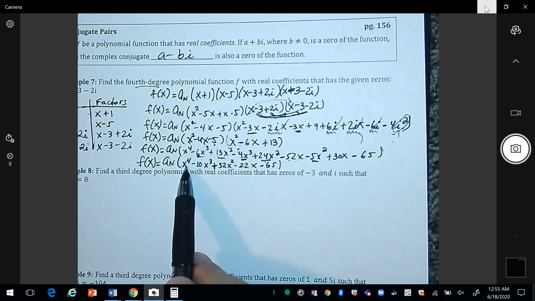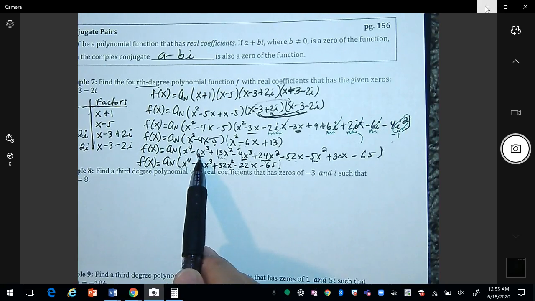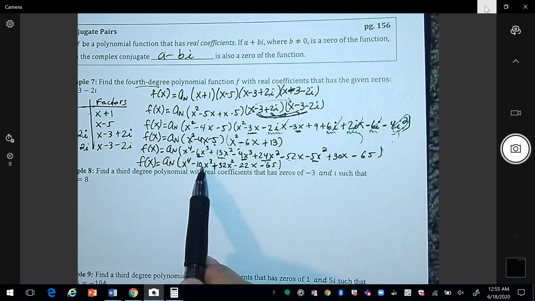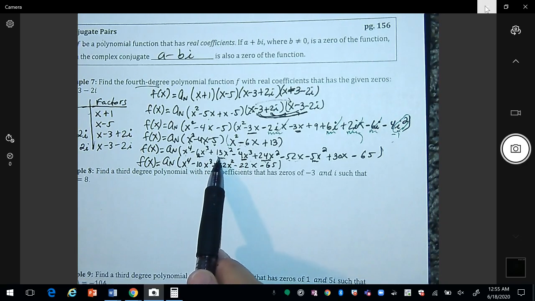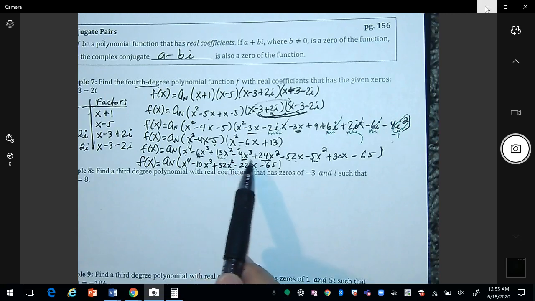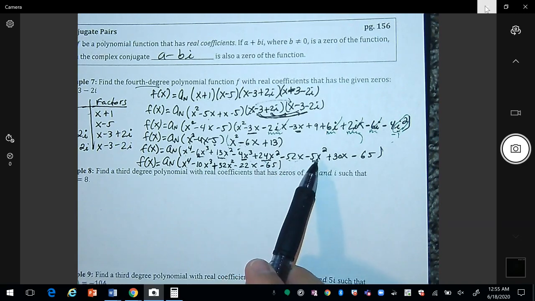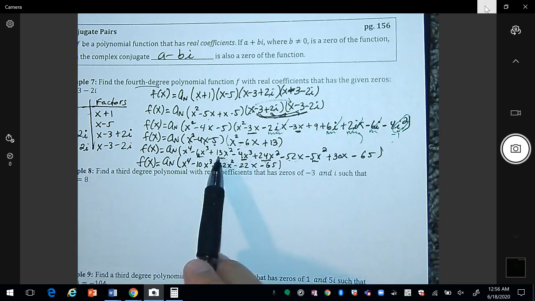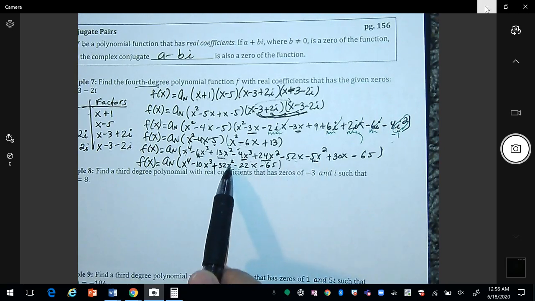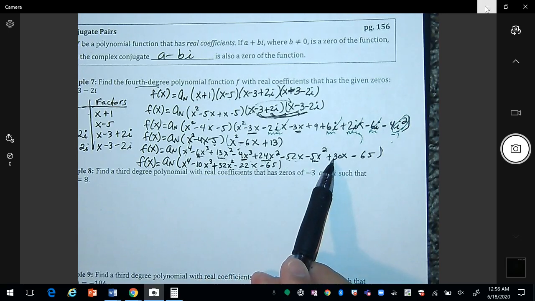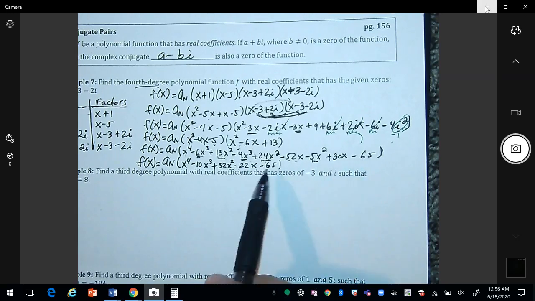So gather like terms: x to the 4th, negative 6x cubed, minus a 4x cubed is negative 10x cubed. Then we have 13x squared plus 24x squared minus 5x squared. So that's 37 minus 5, 32x squared. And then our x's are negative 52 plus 30, negative 22x, minus 65.